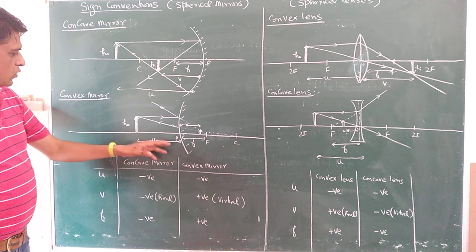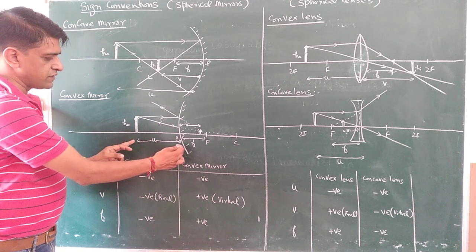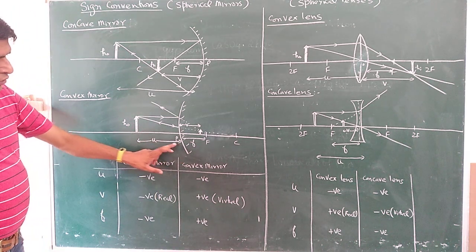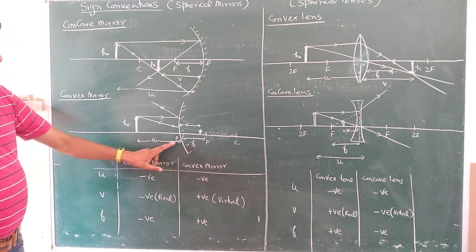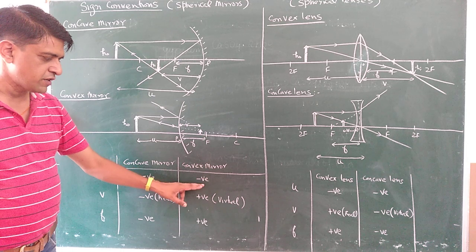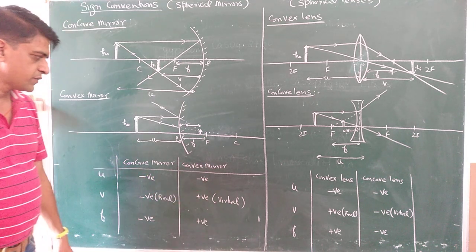Now come to convex mirror. Suppose you are measuring the distance u. Again you have to move from P to object. Again you are moving in the opposite direction. That's why in case of convex mirror also the object distance is negative.